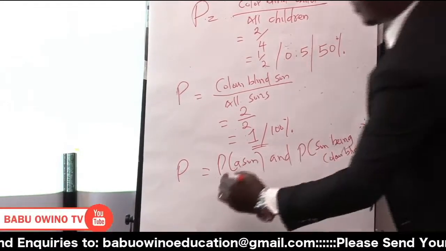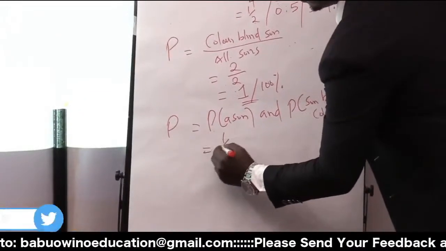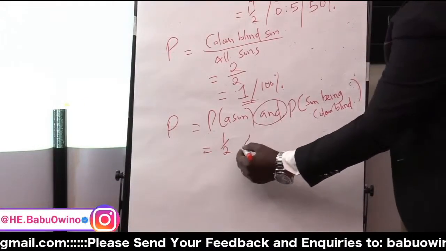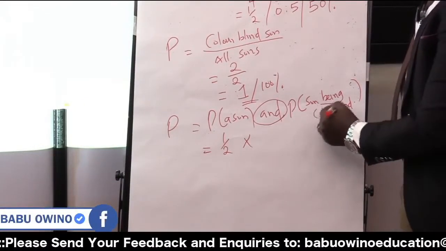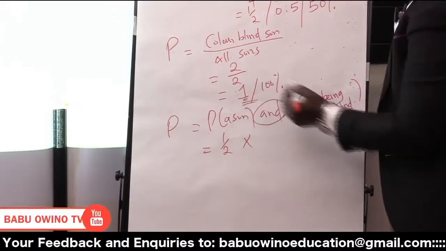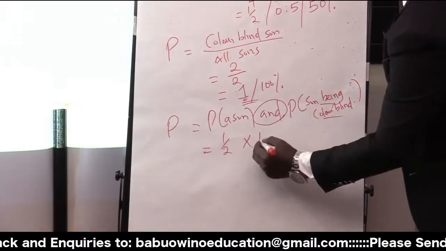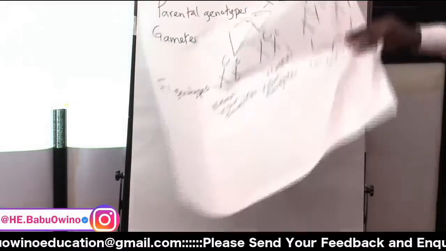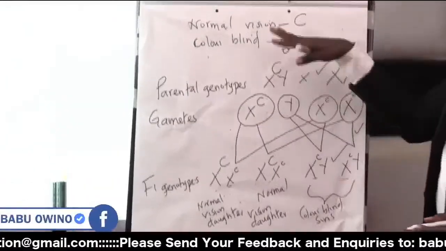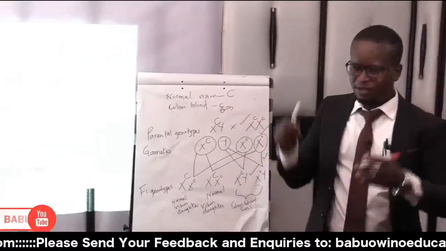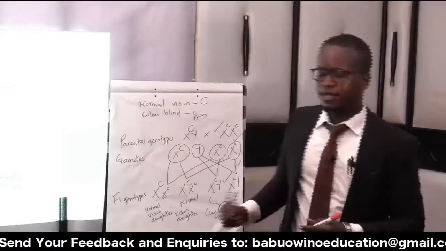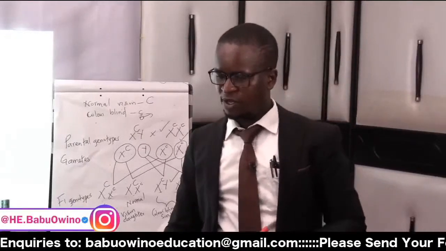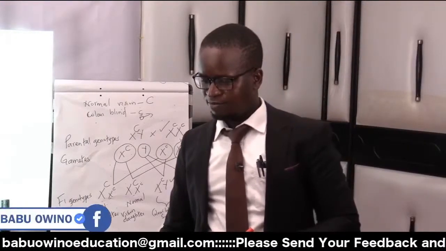So probability of a son or a daughter in any union is always 1/2. And usually with the laws of probability, that is times. And the probability of the son being colorblind, we have determined that one up here already as 1. So that will be 1/2 times 1 to give you 1/2. That's how we always work out the probabilities. The probability is always given by the number of possible outcomes of that event you are asked, over the total possible events we are talking about. So it's always important for us to look into this.